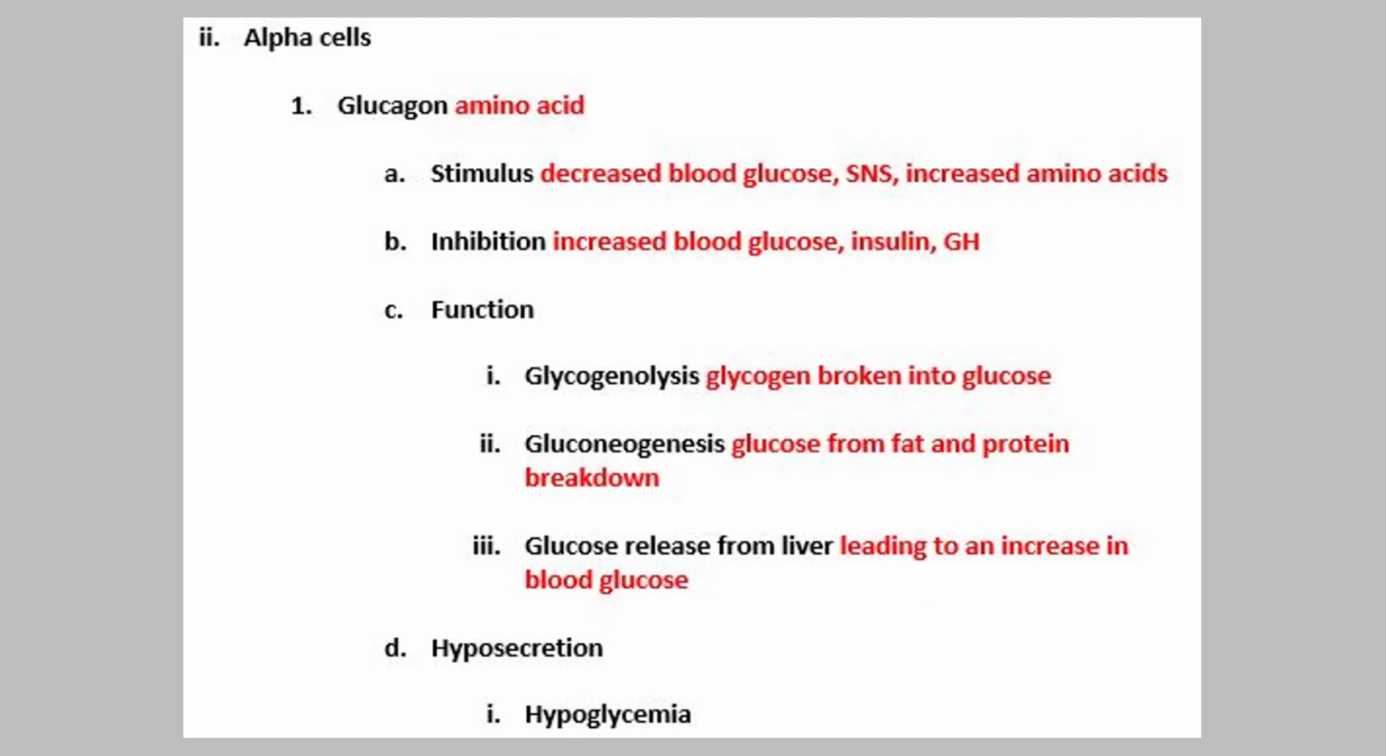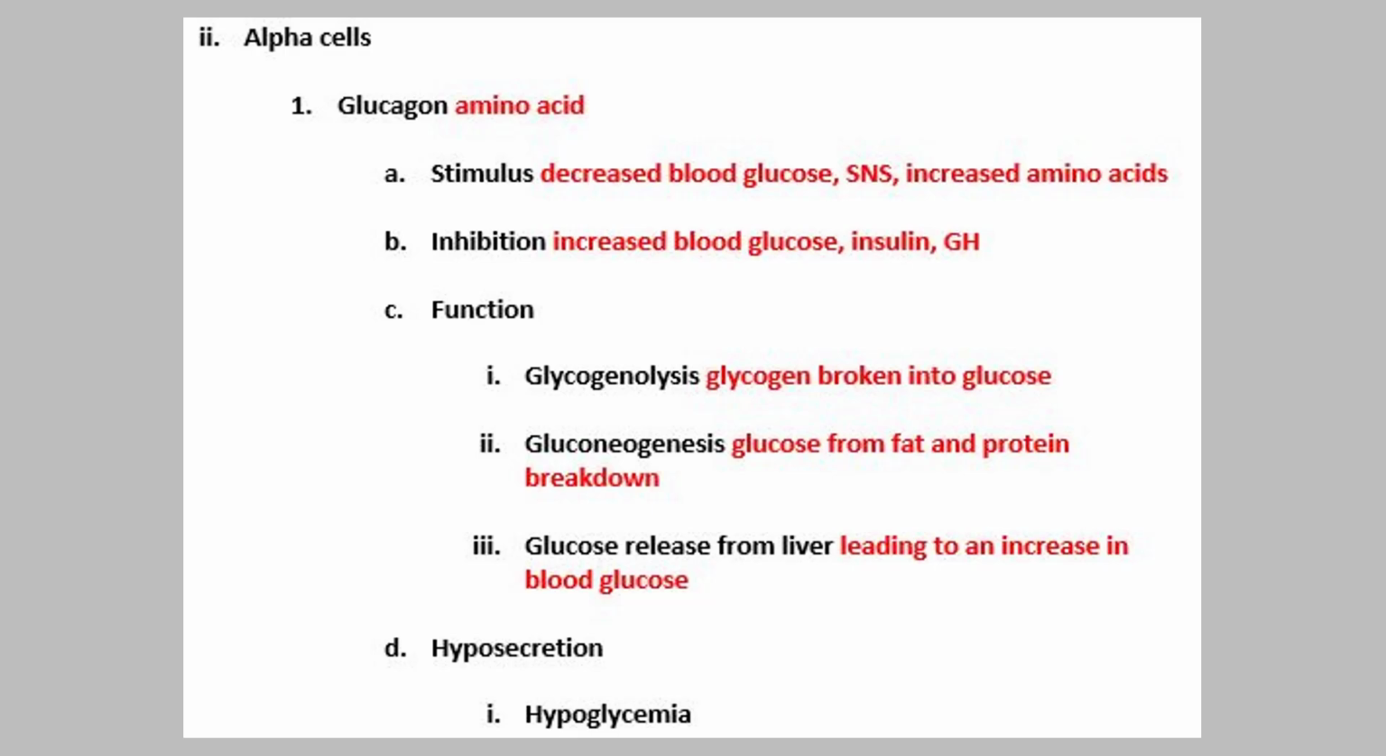All right, so now let's switch and talk about the alpha cells in the islets of Langerhans. Alpha cells are where the amino acid-based hormone glucagon comes from. Glucagon, you might have heard of it. Most people at this point have not heard of glucagon. It's essentially the opposite of insulin.